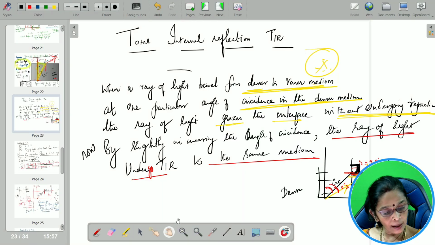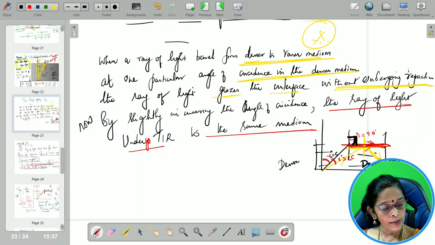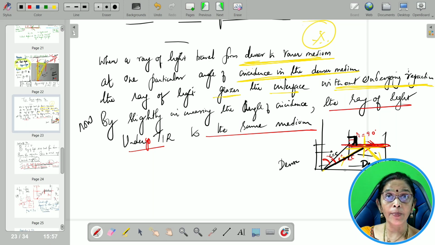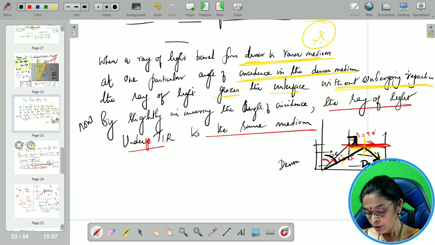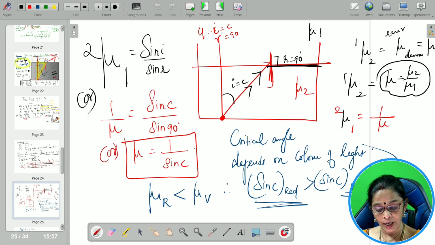And more than this angle, suppose a ray of light is incident in the denser medium at an angle greater than the critical angle. Instead of undergoing refraction, it will be totally internally reflected in the denser medium. We have seen all that, and we also derived the equation mu is equal to 1 by sin c.